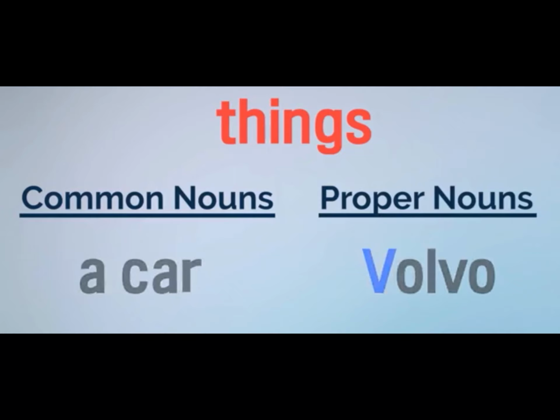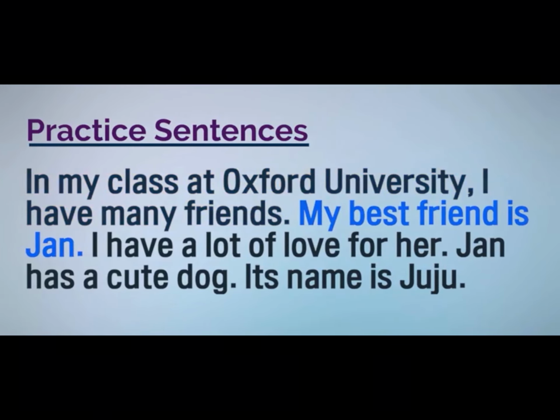And then when we want to use a proper noun, we are specifying the type of car, the kind of car. Volvo, we have BMW, we have Lexus, we have Mercedes, we have a whole bunch of nice cars. Okay, and remember, the proper nouns are always capitalized. So now that we know about nouns in English, let's practice finding nouns in a sentence. Okay, here are some practice sentences I have for you.